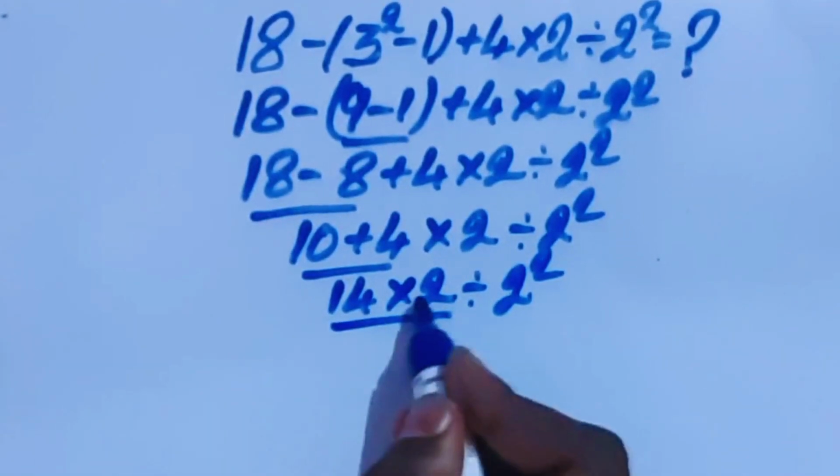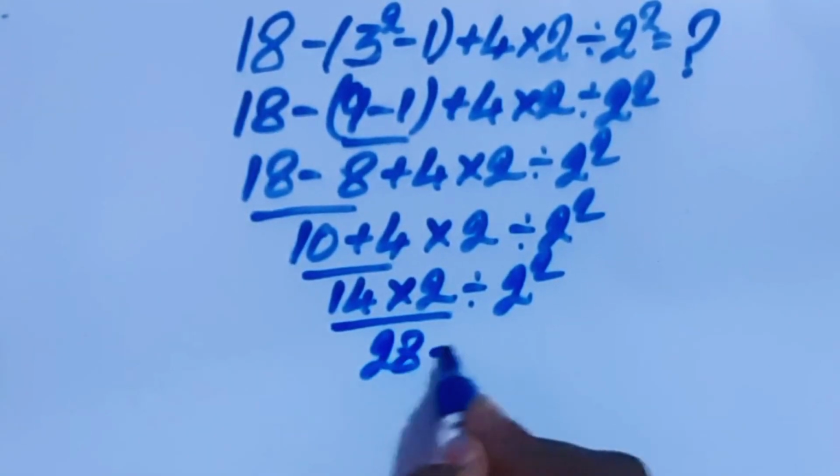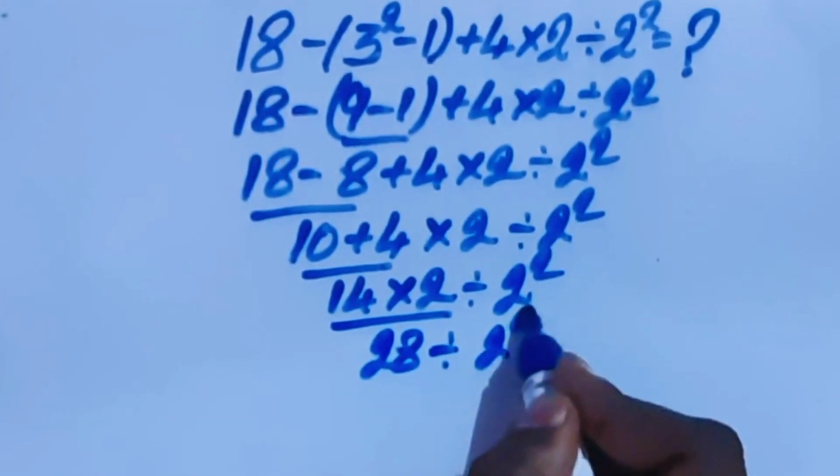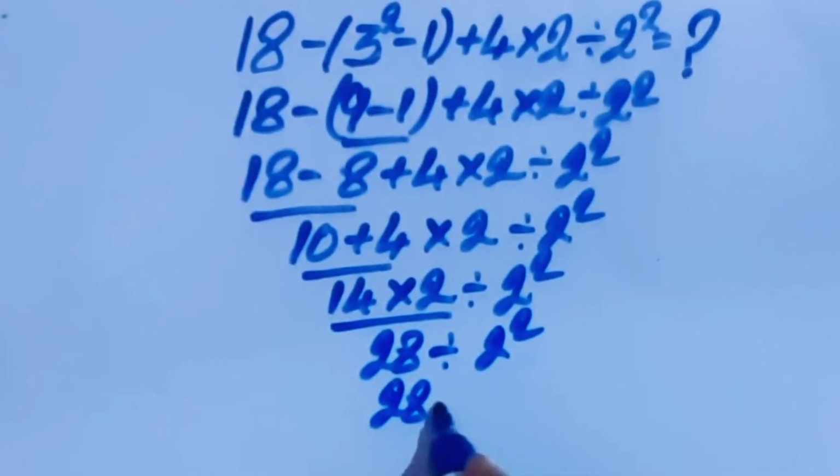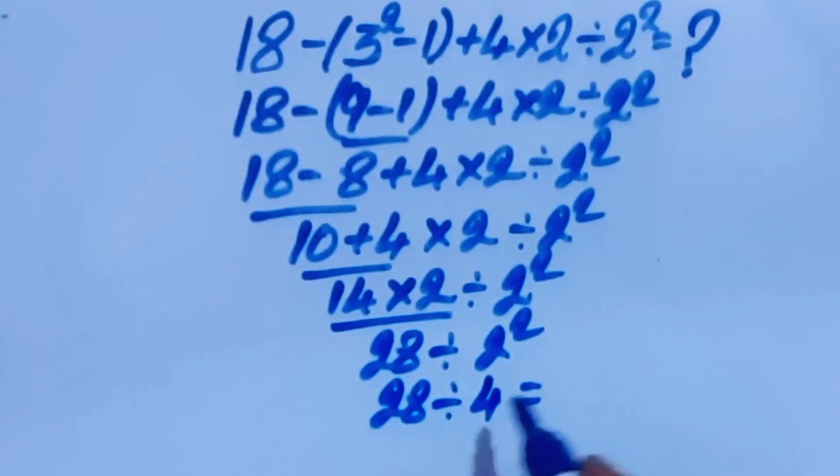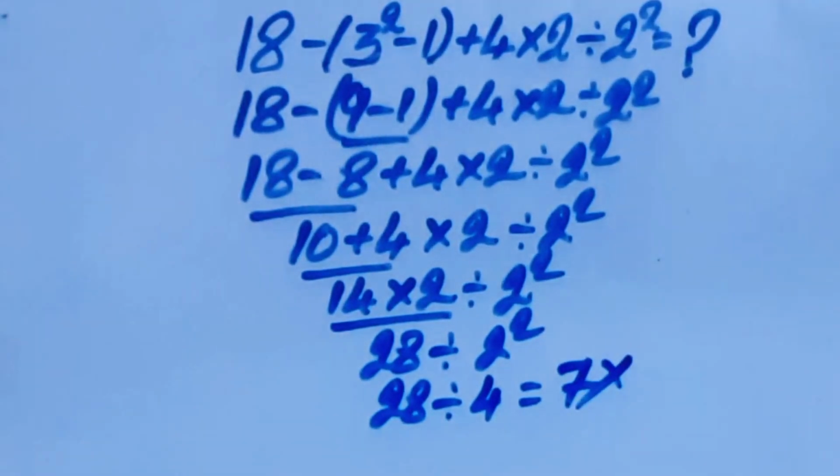Here 14 times 2 is 28, divided by 2 power 2. Here 28 divided by 2 power 2 is 4. Here 28 divided by 4 is 7, which is the wrong answer. Here, as per this order of operations, 7 is the wrong answer.